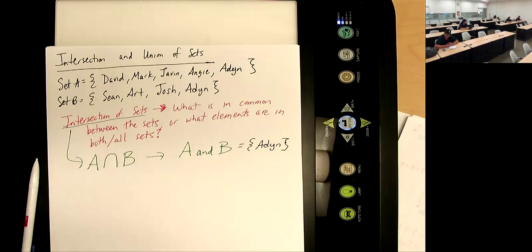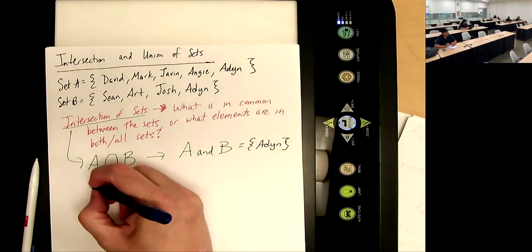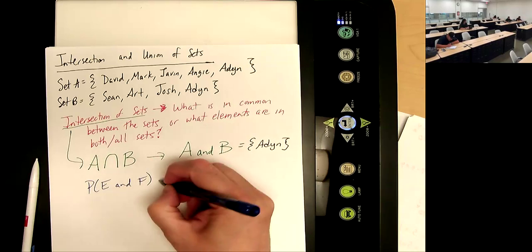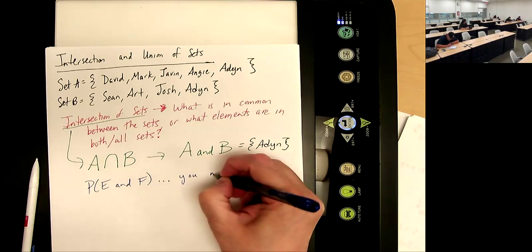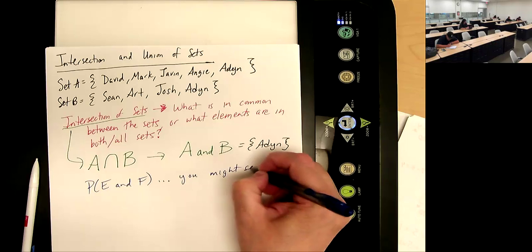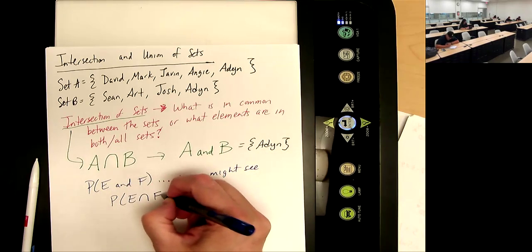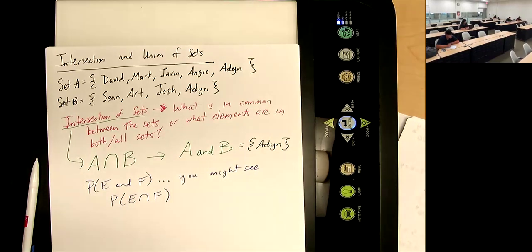And so the only reason I'm bringing this up is we've seen probability E and F. You might see probability of E union or intersect F. These are the same thing.